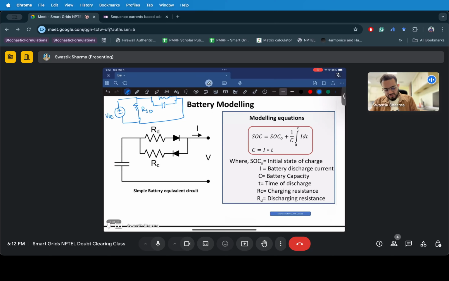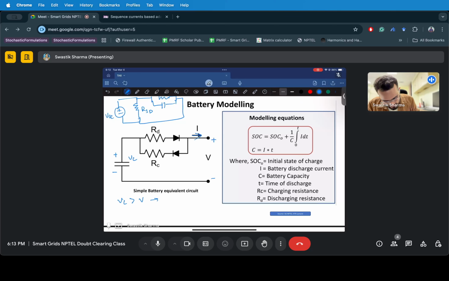This model shows that during discharging and charging, the resistances can be different. This resistance measures the voltage drop that it experiences when it discharges or when it charges. These diodes model the flow of current, whether it is charging or discharging. Let's say when it is discharging, Vc is greater than V, right? Then only current I will flow from Vc to V.